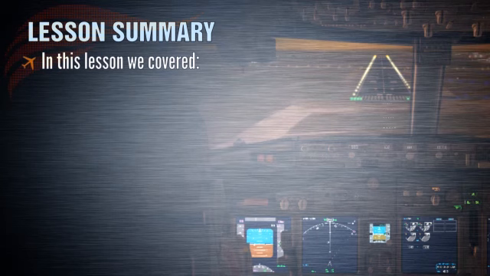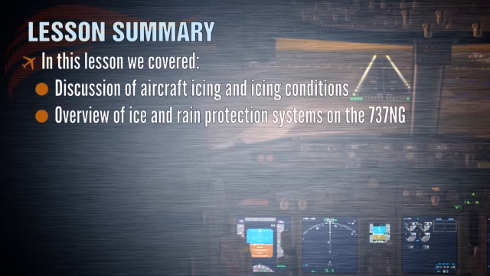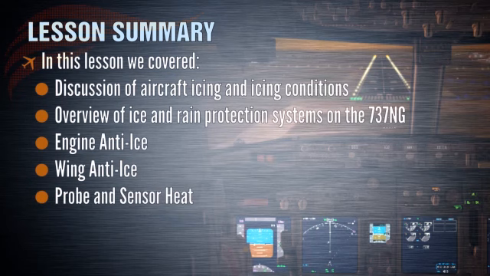Aircraft icing is a phenomenon commonly encountered in flight, yet carries significant risk if not managed effectively. The 737 is well equipped for flight into known icing conditions, and is fully certified to do so, but the systems must be managed effectively to mitigate the risks involved and ensure safe flight. In this lesson, we covered a discussion of aircraft icing and how we define icing conditions, engine anti-ice, wing anti-ice, probe and sensor heat, flight deck window heat, and rain removal.